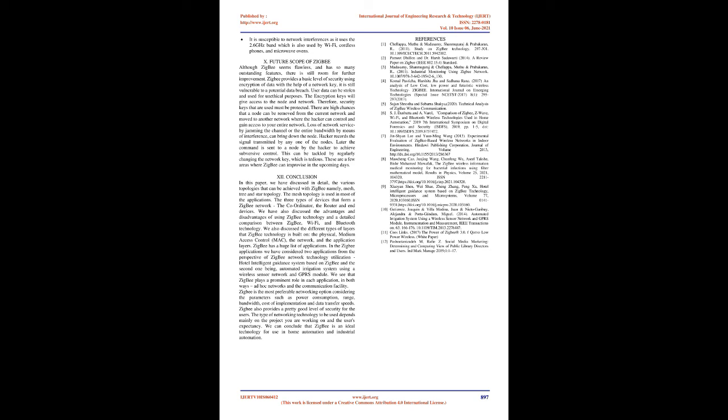facility. Zigbee is the most preferable networking option considering parameters such as power consumption, range, bandwidth, cost of implementation and data transfer speeds. Zigbee also provides a pretty good level of security for the users. The type of networking technology to be used depends mainly on the project you are working on and the user's expectancy. We can conclude that Zigbee is an ideal technology for use in home automation and industrial automation.